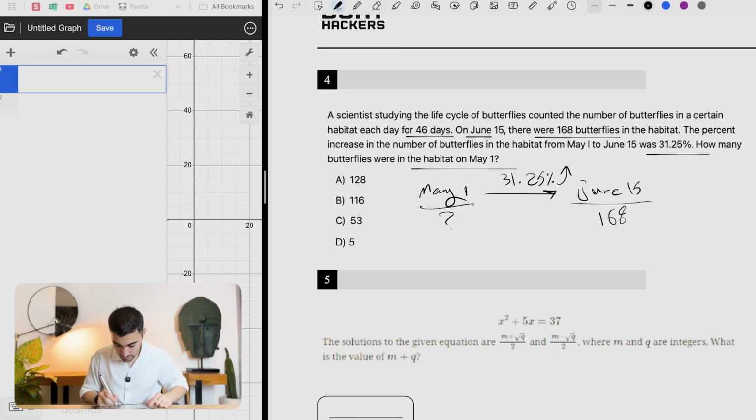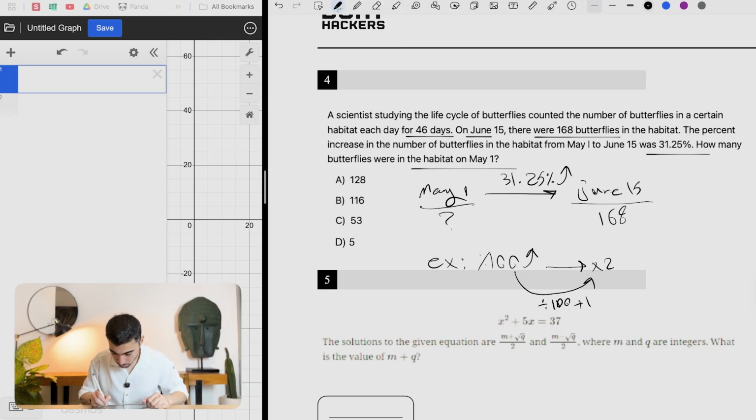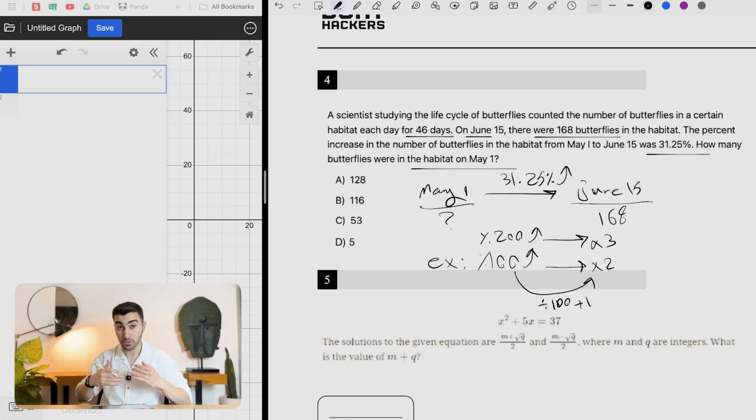Now, here I'm going to give you an example. If something increases by 100%, then it doubles. How did we get from 100% to times 2? We divided by 100 and then added 1. For example, if something increases by 200%, then it's 200 divided by 100, 2, plus 1, 3. So it's going to be times 3 if something increases by 200%.